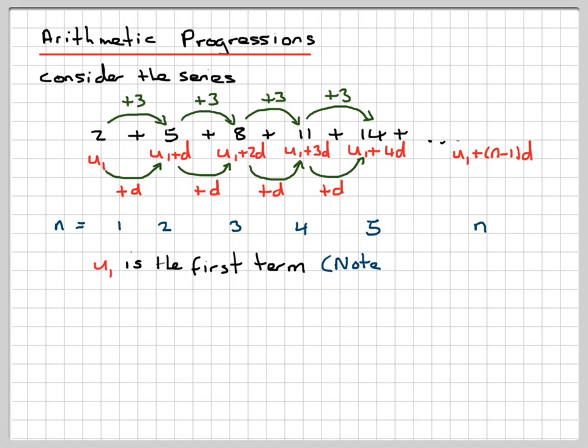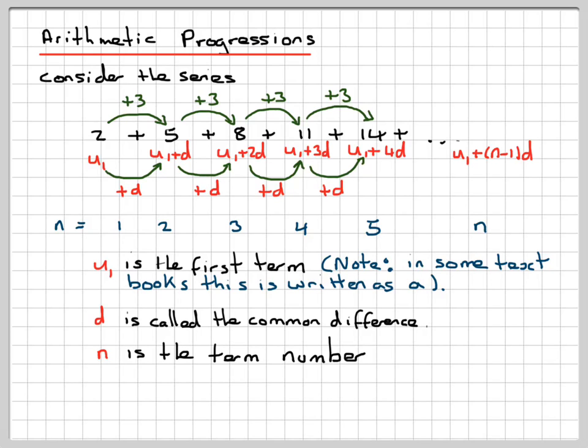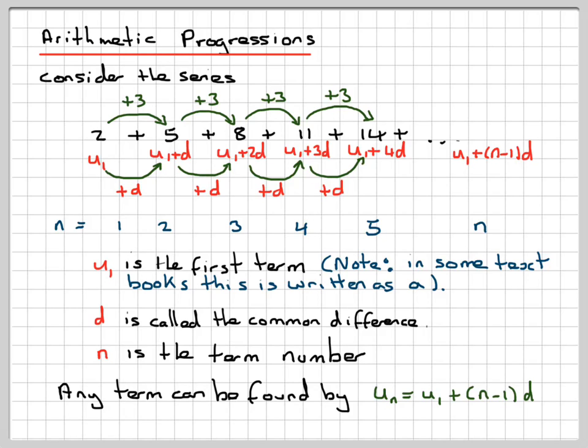So U1 is called the first term. Note in some textbooks this is written as just A. D is called the common difference, and N is the term number. And so any term can be found by using Un is equal to U1 plus n minus 1 times D. This is a formula which you probably would need to learn. It's not too difficult. Un is equal to U1 plus n minus 1 D. In some textbooks that will be A plus n minus 1 times D.